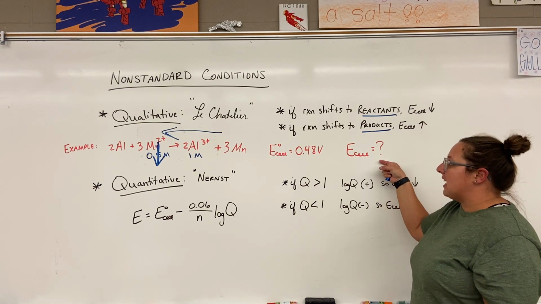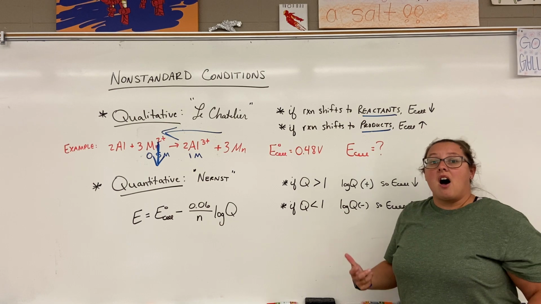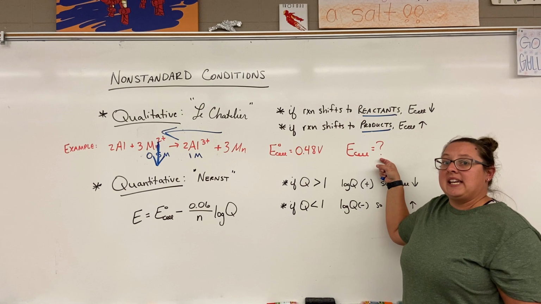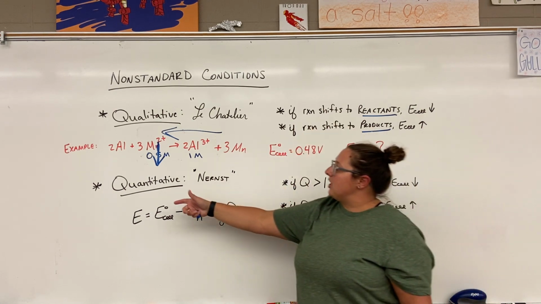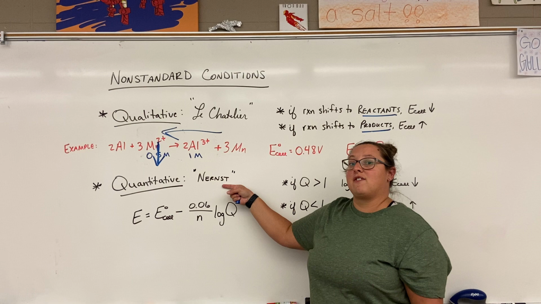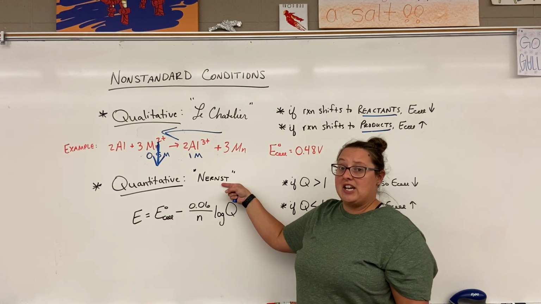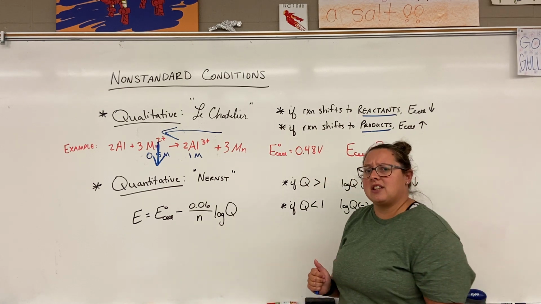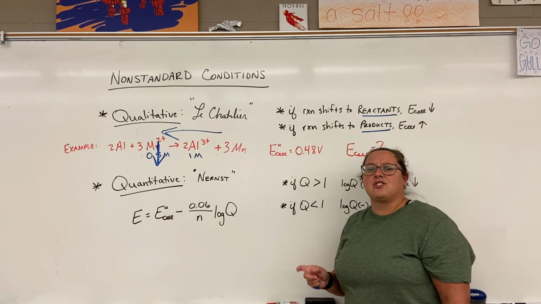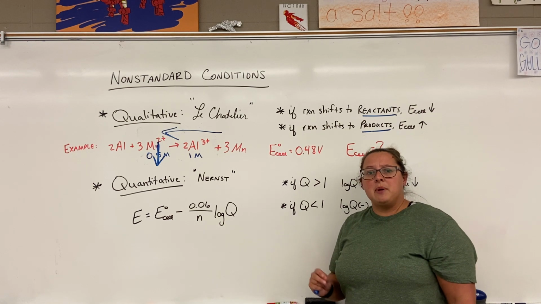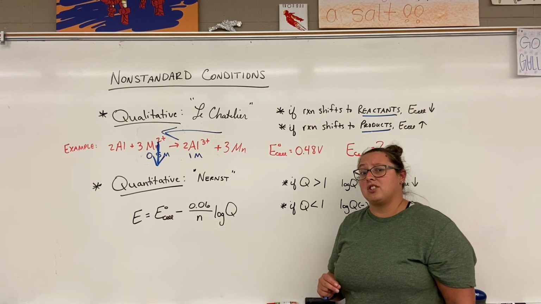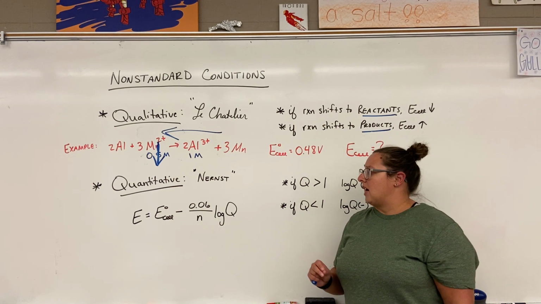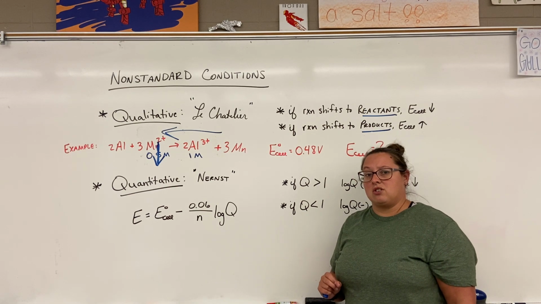Well, how do I get an exact number for my Ecell? How do I figure out quantitatively what my Ecell value will be? This is where you have to rely on the quantitative approach, which is the Nernst equation. This equation has not been on the equation sheet in the past. However, I do think that I saw talk with the AP community that they're going to put this back onto the equation sheet. So I will make sure that you guys have it in your new one, because that is a lengthy equation to remember.